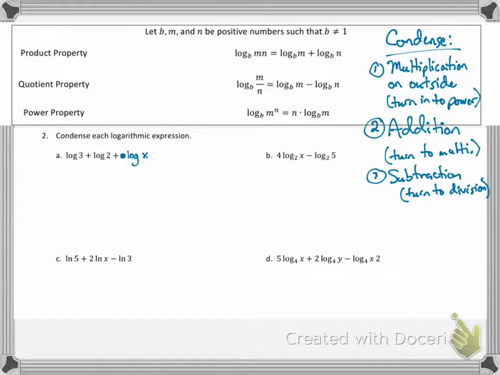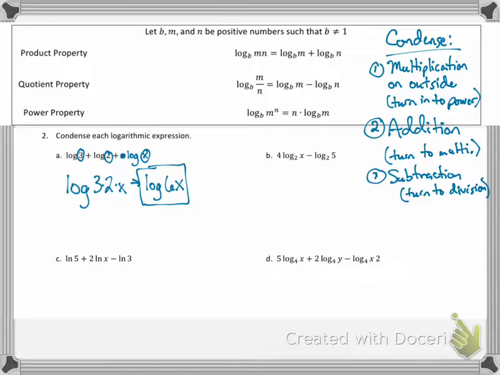That means I can take whatever's after the logs here and multiply it together. So, since all things are being added, I can immediately crunch this down to one log function and multiply 3 times 2 times x. Now, most of you, I imagine, can do that pretty quickly in your head. That would turn into log 6x. There are no other operations left. It is condensed down to a single log, and you have now condensed it.